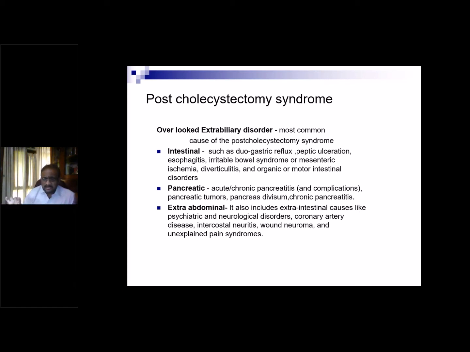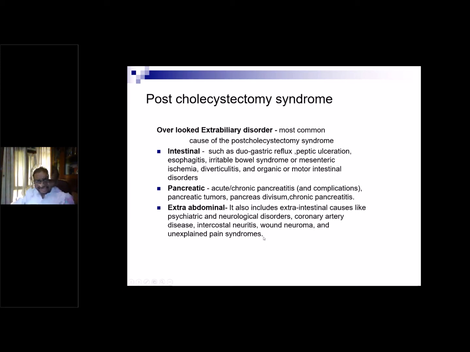And the most common cause is basically which one? It is intestinal. Most commonly intestinal, such as duodenogastric reflux, peptic ulcer disease, esophagitis, irritable bowel syndrome, mesenteric ischemia, diverticulitis, organic motor intestinal disorders, and so on and so forth. A whole lot of intestinal problems could have been the cause of those symptoms rather than the gallbladder stone. You could be having a pancreatic problem with this patient, acute or chronic pancreatitis, as complications.